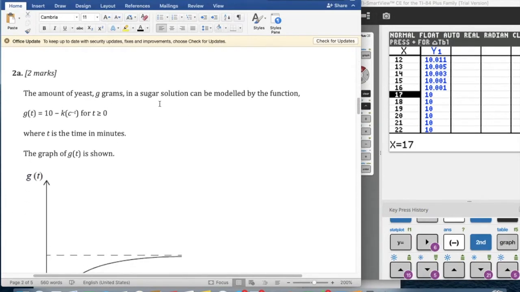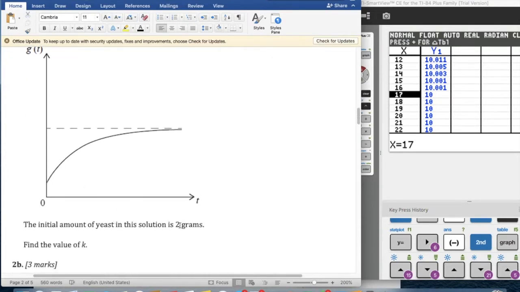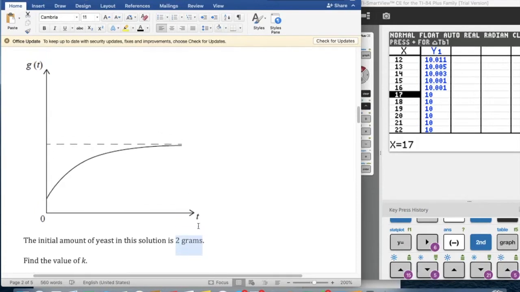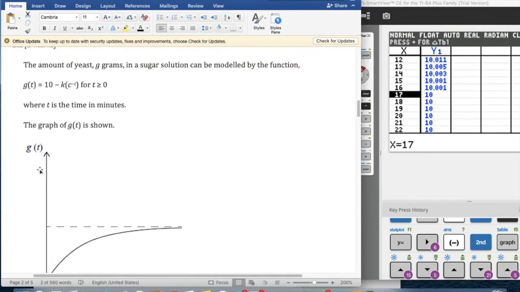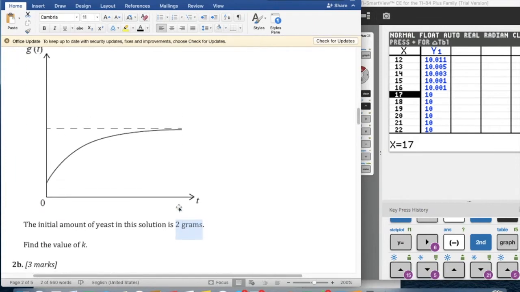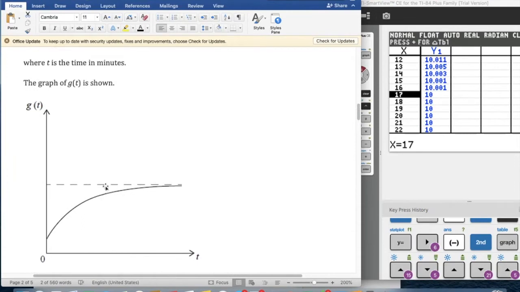The next question says the amount of yeast, g grams, in a sugar solution can be modelled by the function like this, where t is the time in minutes. The initial amount of yeast in the solution is 2 grams. So it's going to say that this y-intercept is 2 grams. So we know that g(t), the function, is going to be 2. So find the value of k. This is very similar to the previous question.